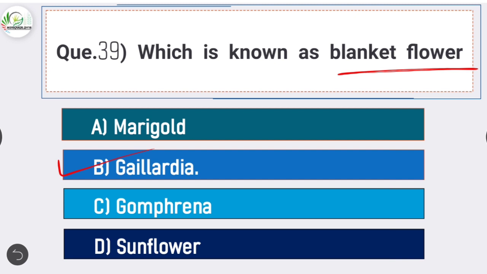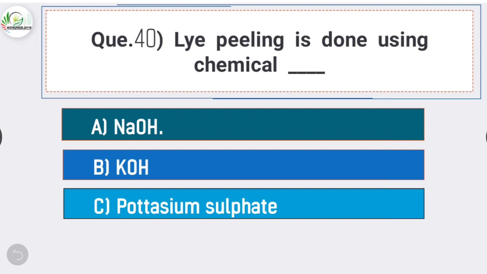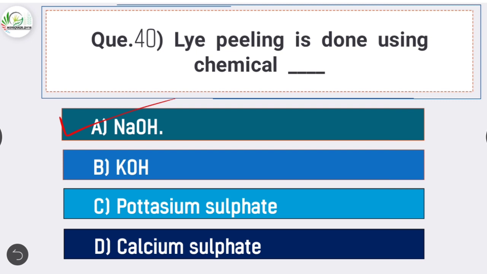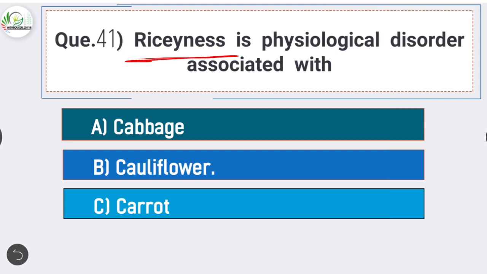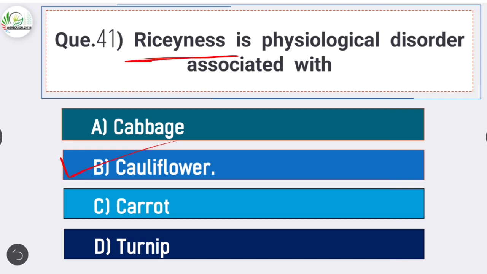Question number 40. Lipaling is done using the chemical - Answer is option A, sodium hydroxide. Lipaling is done using the chemical sodium hydroxide. Question number 41. Ricinus is a physiological disorder associated with? Answer is option B, cauliflower. Ricinus is a physiological disorder associated with cauliflower.